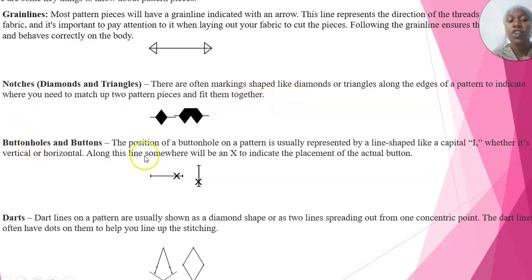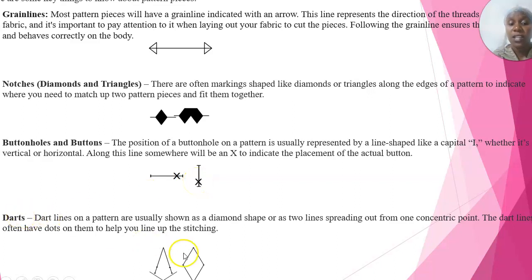We also have our button and our buttonhole. This is where you're going to put your buttonhole, and here is where you're going to put your button. Here is the buttonhole, and then here is your button indicator.